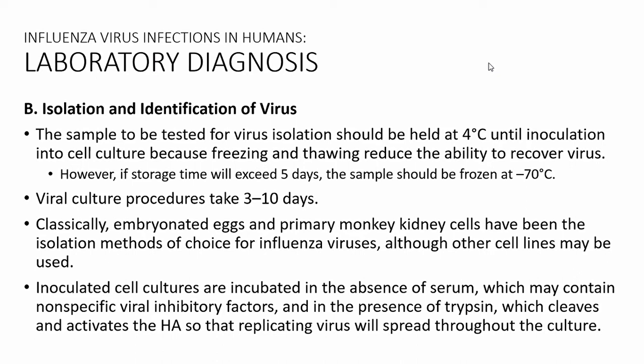embryonated eggs and primary monkey kidney cells are the methods of choice for influenza viruses, but other cell lines can be used. Inoculated cell cultures are incubated in the absence of serum, which may contain non-specific viral inhibitory factors, and in the presence of trypsin, which cleaves and activates the HA so that replicating virus will spread throughout the culture.